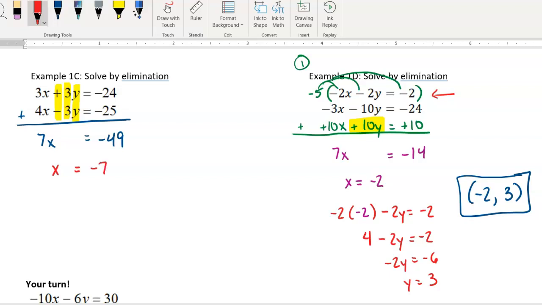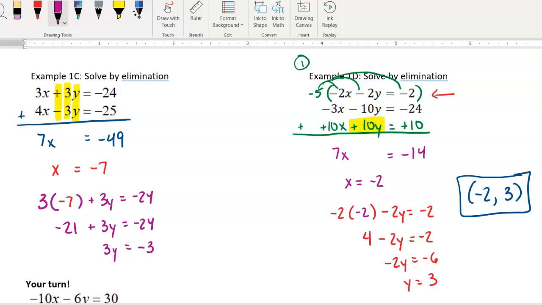So I get the statement, x equals negative 7. Then I'm going to plug that into either one of the original equations. Let's just go ahead and do it. The first one again, so we'd have 3 times what x is, negative 7, plus 3y equals negative 24. When I simplify this, we'd have negative 21 plus 3y equals negative 24. If I add 21 to both sides, negative 24 plus 21 is negative 3. And then if I divide by 3, we get y equals negative 1.